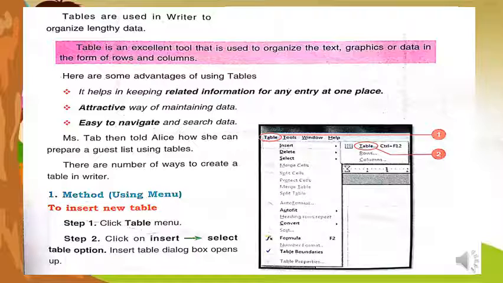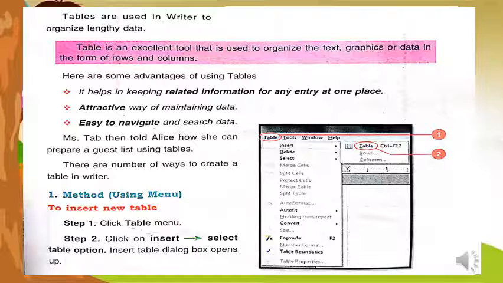There are a number of ways to create a table in Writer. Let's see the first method, using the menu. To insert a new table, step one, click on the Table menu option. See here in the image, I have marked it as number 1. Then the second step is to click on the Insert option and select the Table option.